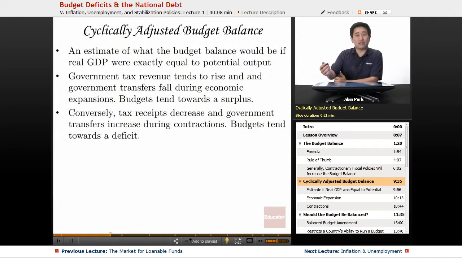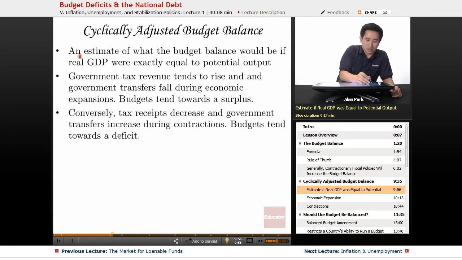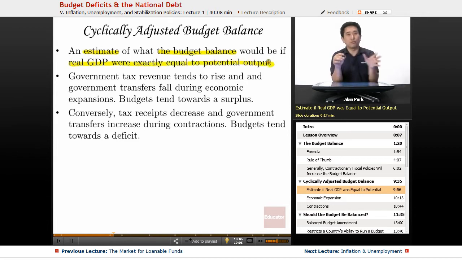So in terms of a cyclically adjusted budget balance, what does it mean? So you're going to have some periods of a budget surplus and a budget deficit, but the idea is that during different cycles, you might want to kind of adjust for periods of downtimes and periods of good times here. So a cyclically adjusted budget balance is an estimate of what the budget balance would be if real GDP were exactly equal to potential output. So assume that there's no recessionary gap or no inflationary gap. Let's assume we're at potential output.